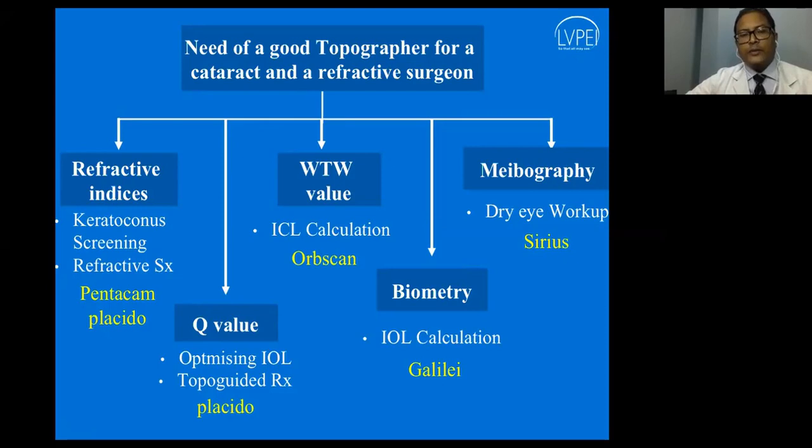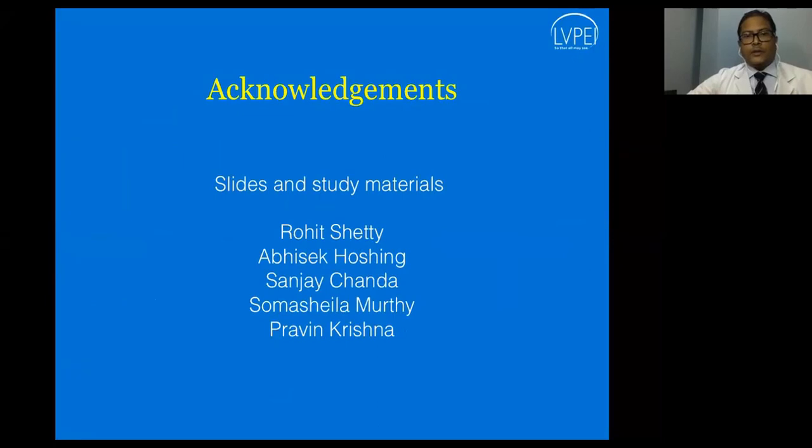The Q value is best measured by a Placido based system, which is the amount of corneal asphericity, and this can be useful to optimize the IOL or do a topography-guided treatment. The white-to-white value is calculated best for ICL calculations by the Orbscan. Meibography can be done by the Cirrus, and biometry can be done by the G6 software for the IOL calculation by the Galilei.